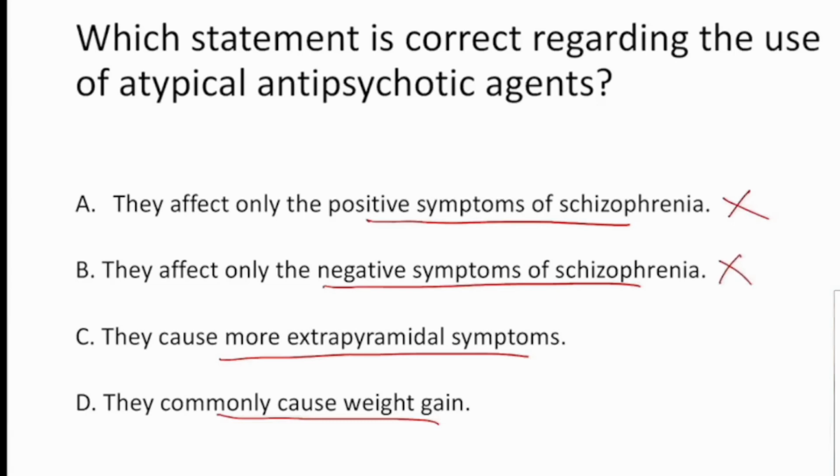We have explained why they are effective for the negative symptoms: the decrease in mesocortical pathway dopamine is the reason for the negative symptoms, and the atypical antipsychotics have a partial agonistic action. Because serotonin blocks the release of dopamine, when the serotonin receptors are blocked, naturally the dopamine level increases. They cause more extrapyramidal symptoms is wrong because the atypical antipsychotics have a loose blocking, so the side effects are less, with less extrapyramidal effect. They commonly cause weight gain, that is the correct answer.